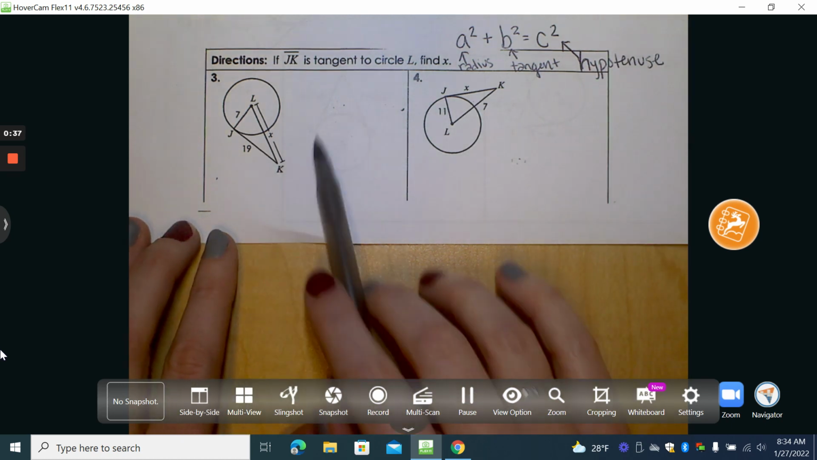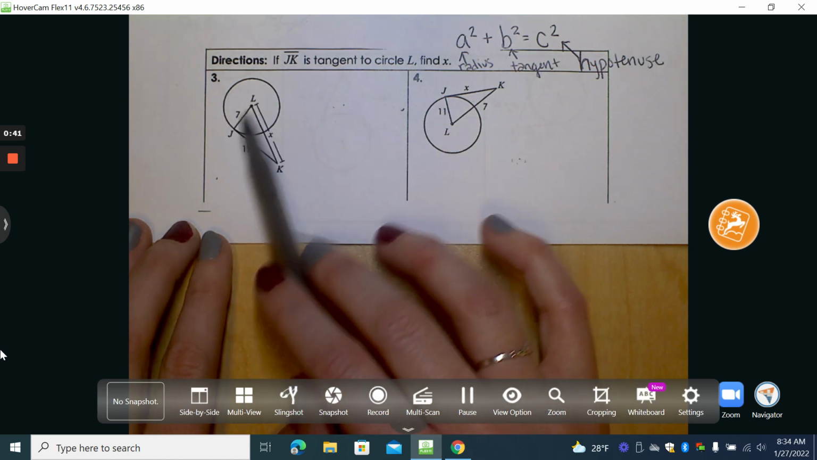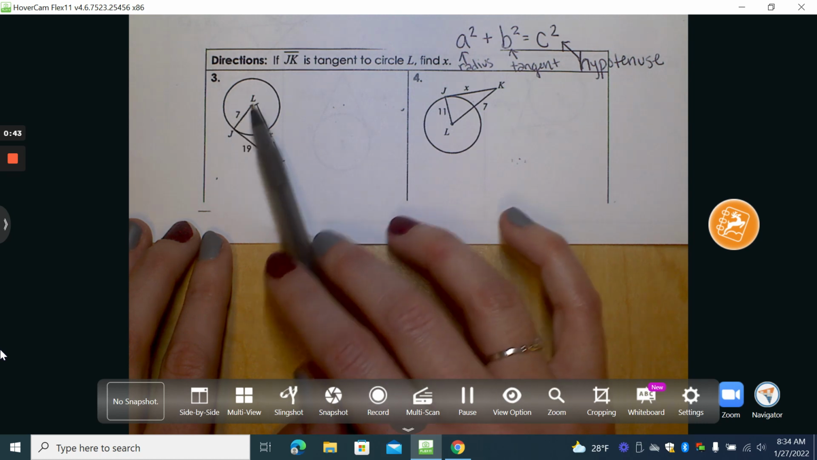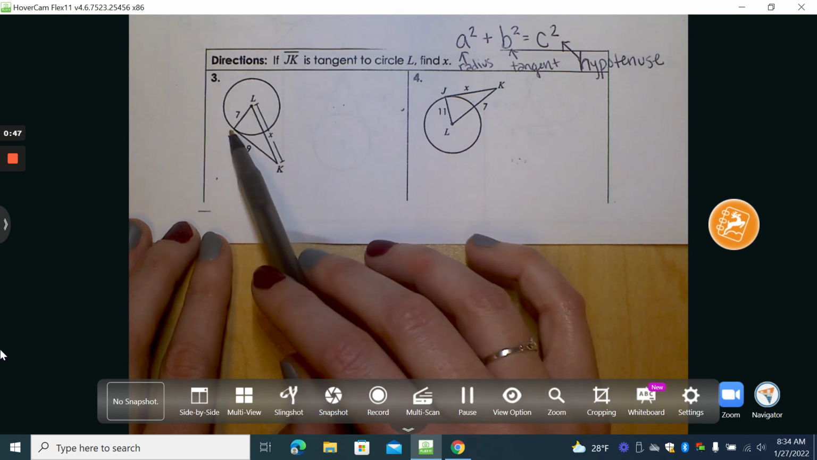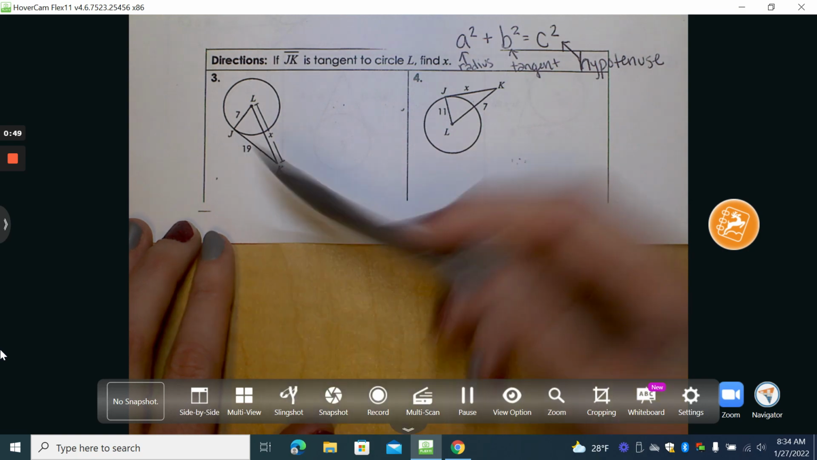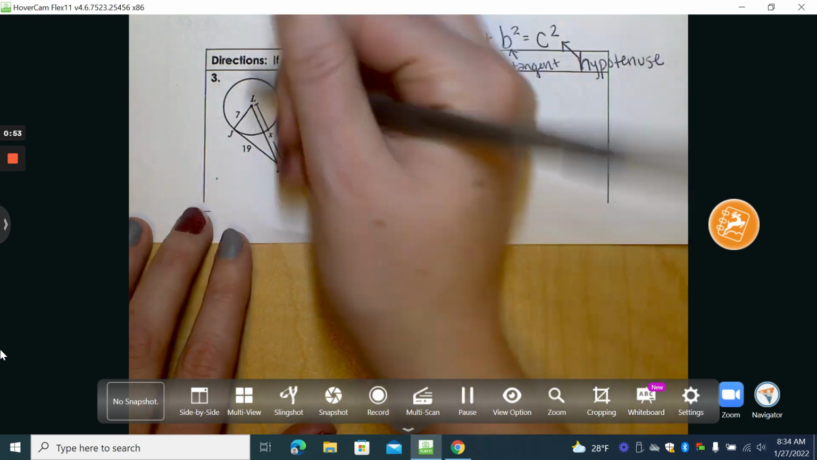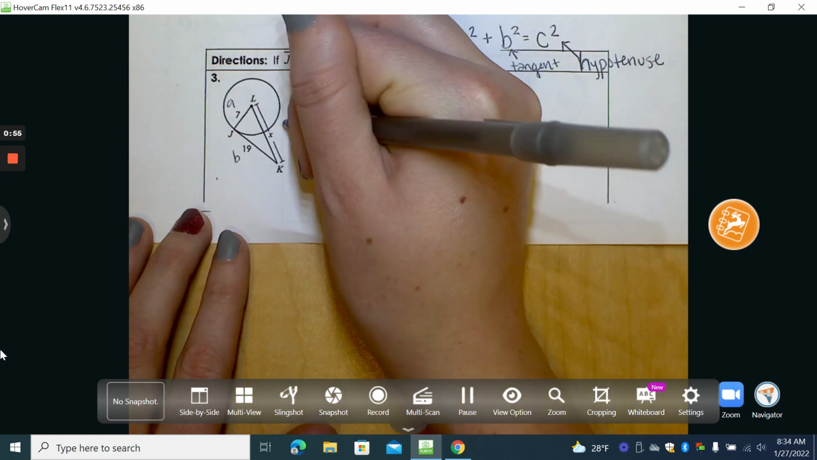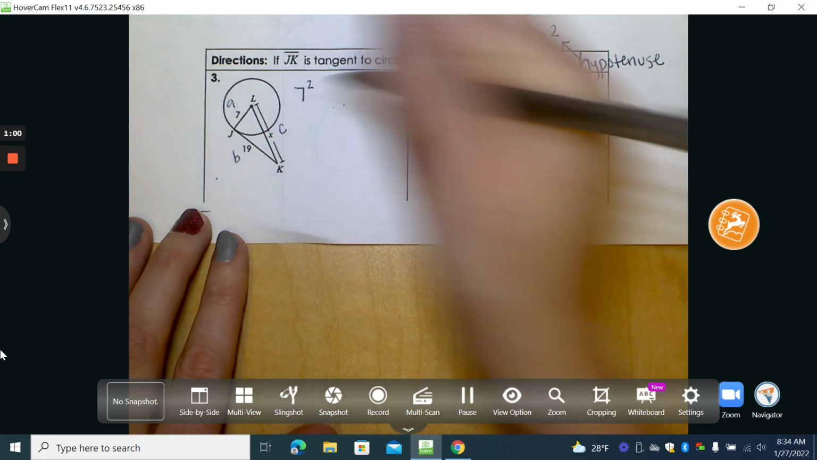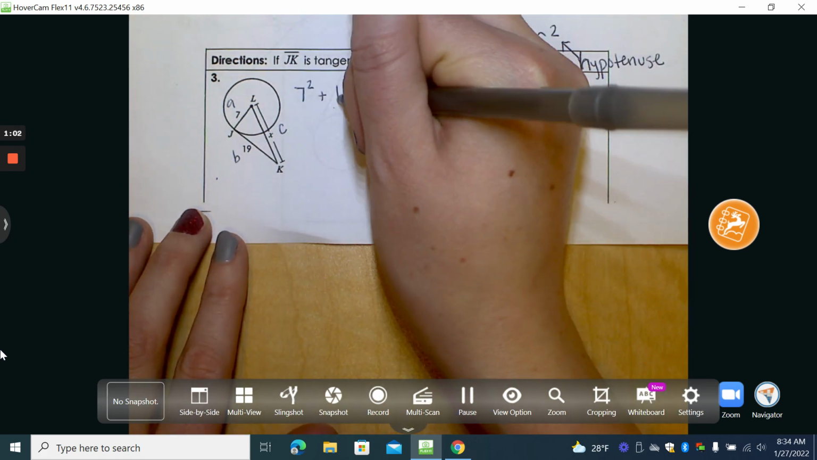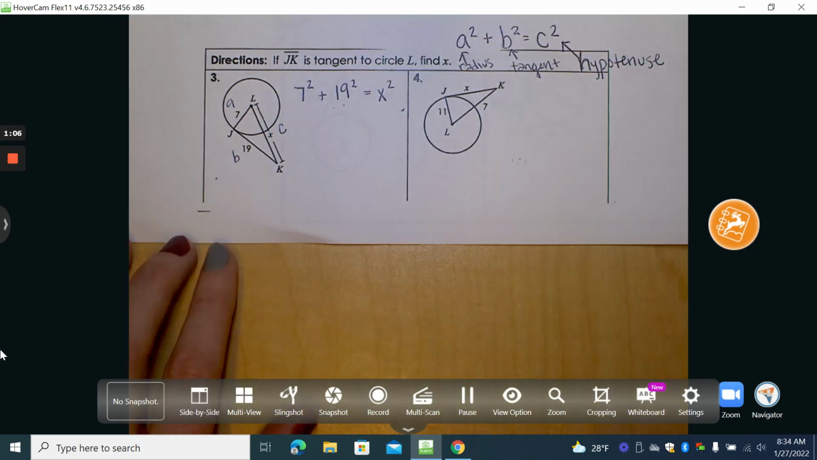So if I'm looking at this circle right now, that part inside my circle is my radius. My tangent line is the one touching the circle at just one point, and my hypotenuse is going from the center all the way outside. So I have an A, a B, and a C. And so let's set up this equation. 7 squared plus 19 squared equals x squared. And we're going to solve it.